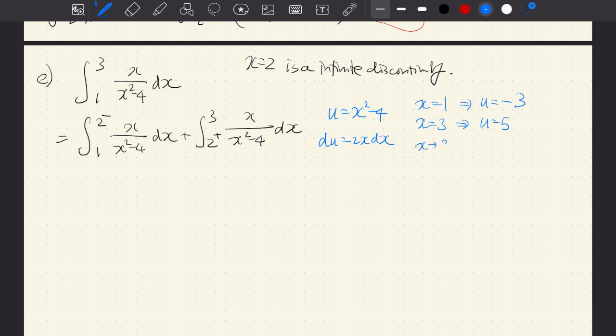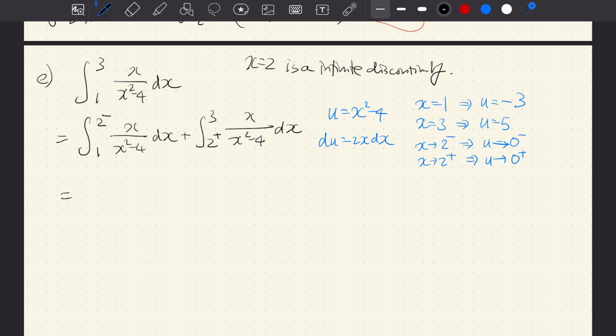When x goes to 2 from the negative side, then x squared is going to 4 from the negative side, right? So u is going to 0 from the negative side. And when x is going to 2 from the positive side, x squared is going to 4 from the positive side. So u is going to 0 from the positive side, okay? Now we have our ingredients, so we can try to prep for u substitution.